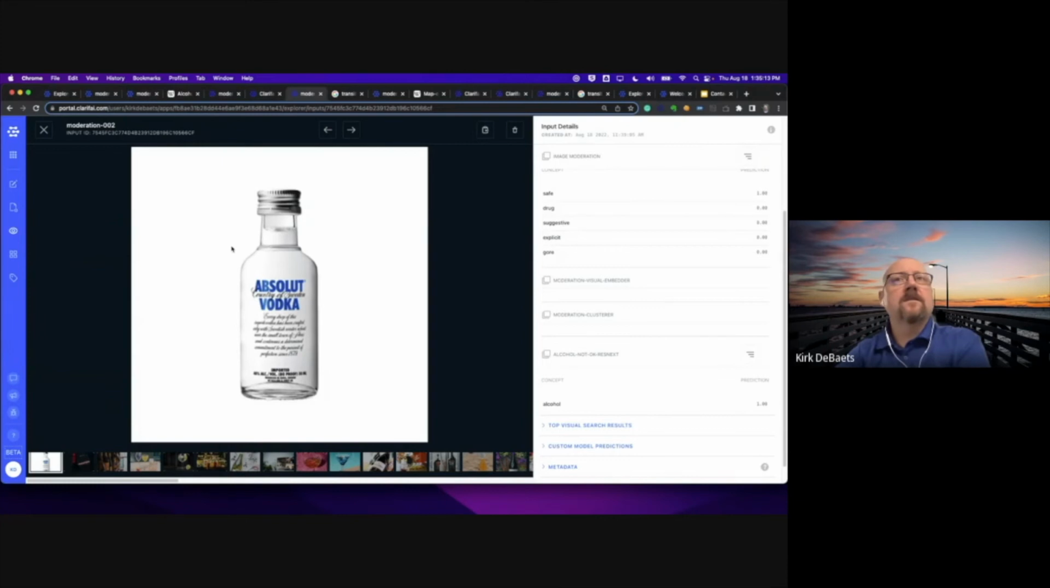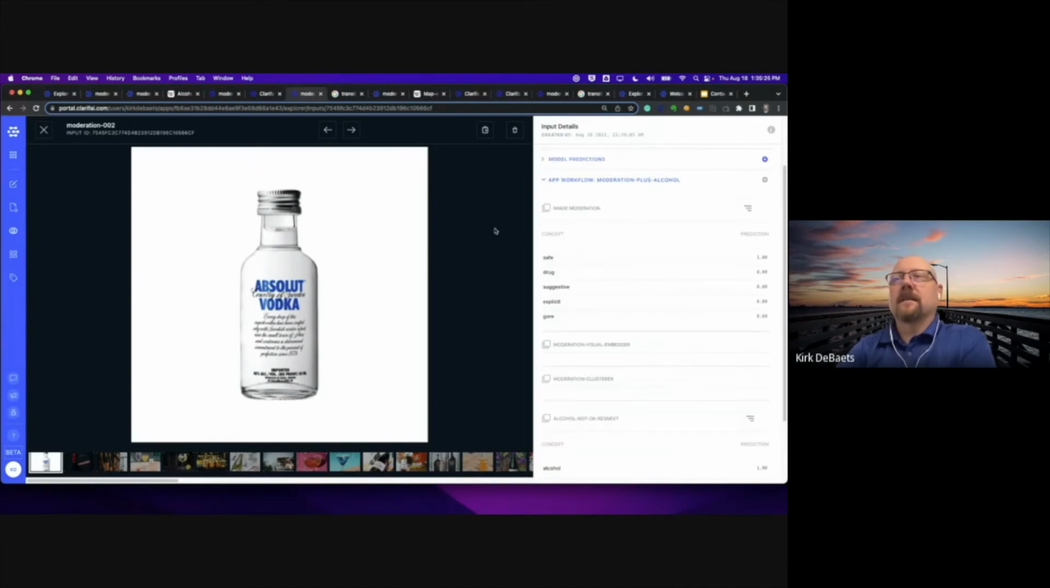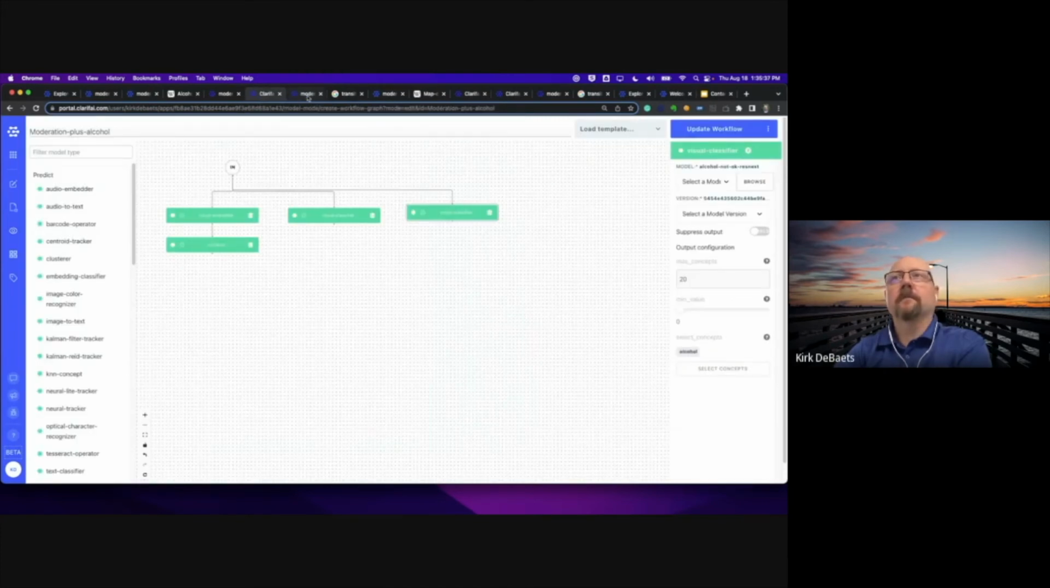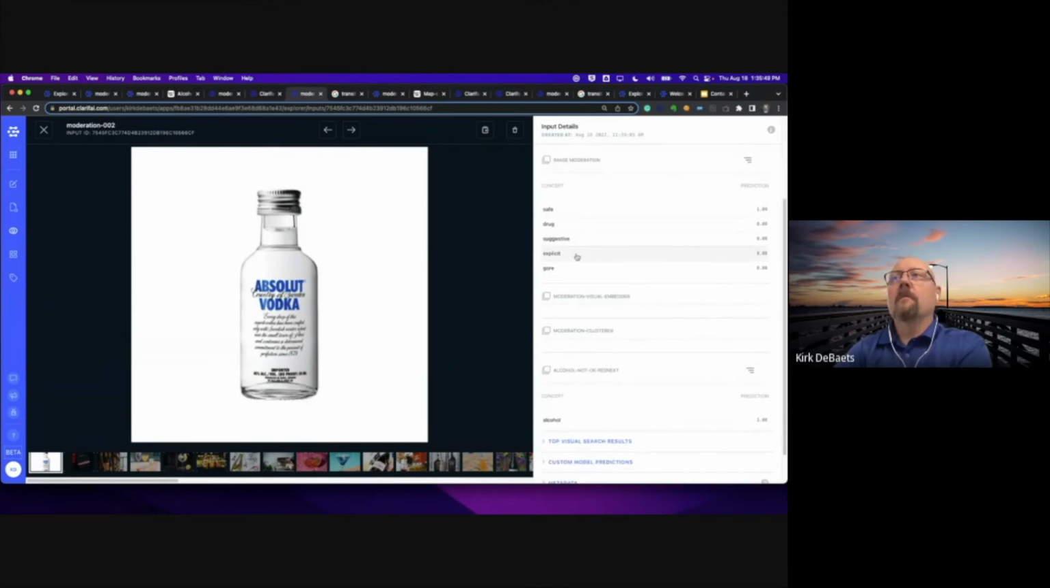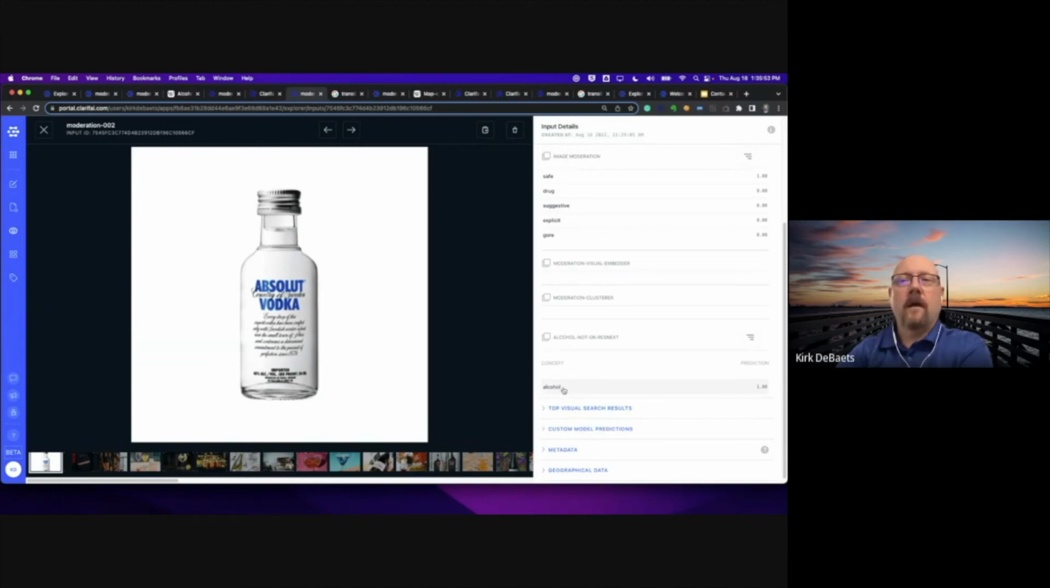Here I'm just transitioning to a different portion of our platform. There's no best way to look at things; I just like to present from this one. It just makes things a little bit easier for this particular discussion. Here you can see the model I was just dealing with, called moderation plus alcohol, which is the one I put up here. We've used that same image to get a prediction. You can see that we still consider it safe as far as our moderation model goes, but we now have this additional concept called alcohol, and we are 100% convinced that this is definitely alcohol. So we now have the ability to exclude that item from making it onto our sites or into our content.